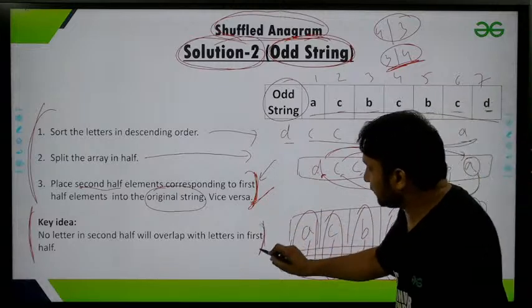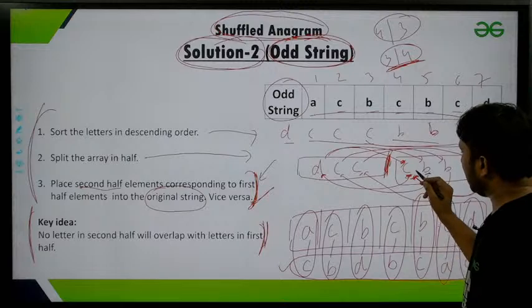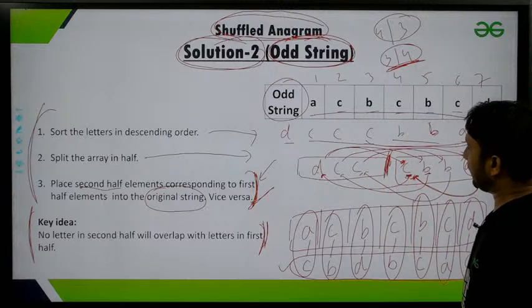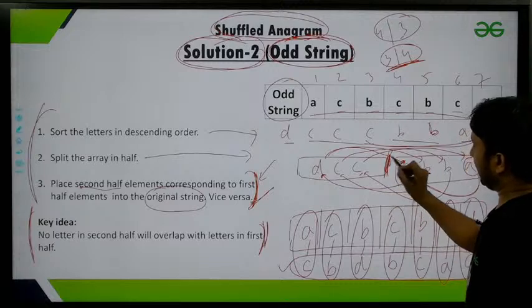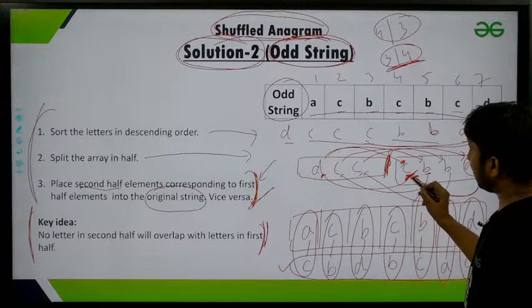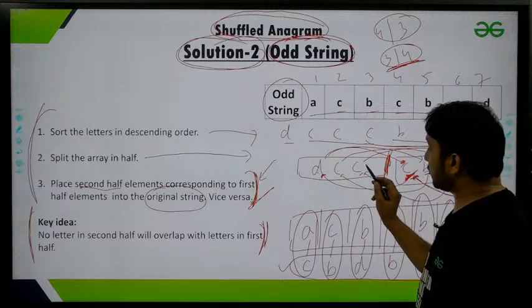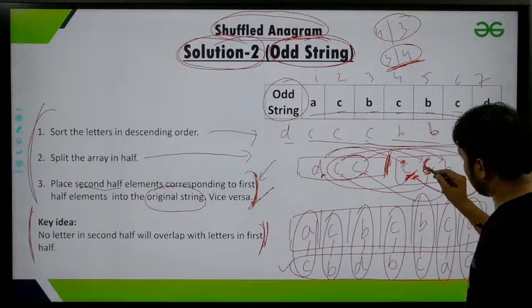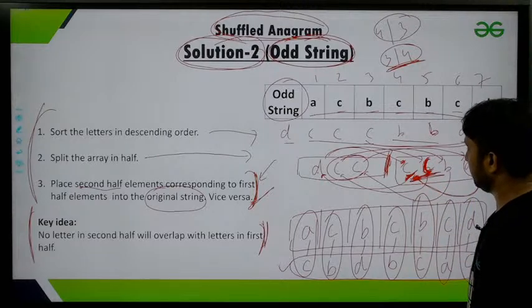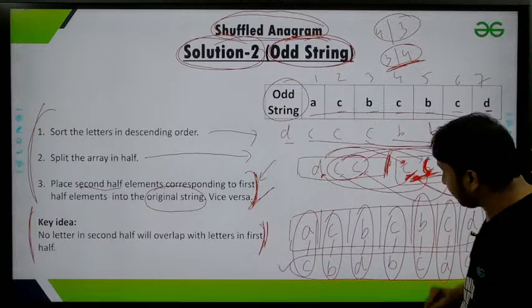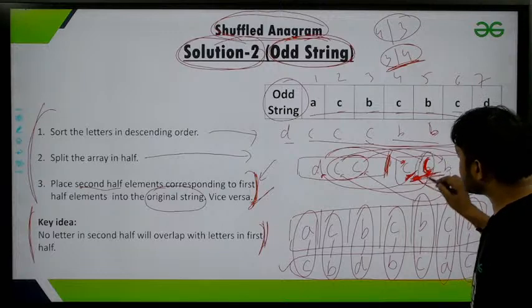Earlier we were saying that there is no overlapping element, but in the case of odd length there may be one element as an overlap. There may be one element, not more than one. There cannot be more than one. You cannot say that 2C will be here and 2C will be here. This cannot be possible. I cannot have 2C here. If I have 2C here, then definitely there will be overlap.